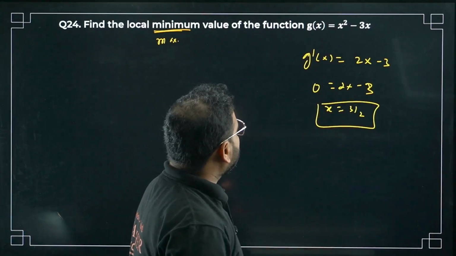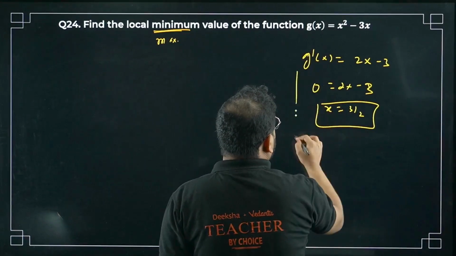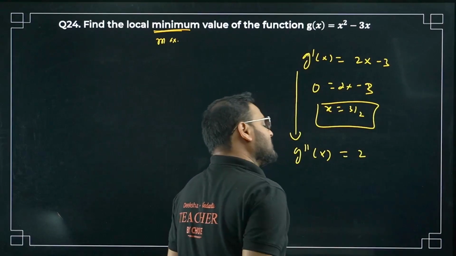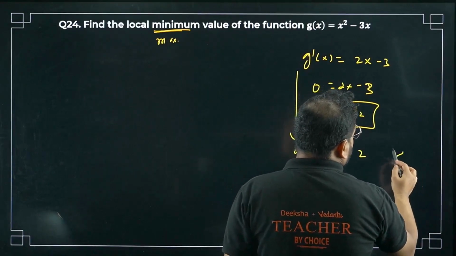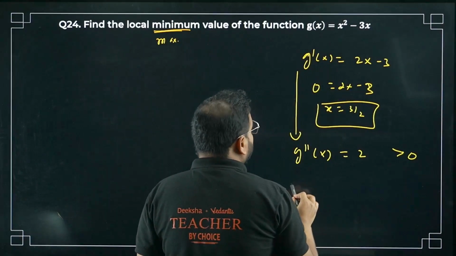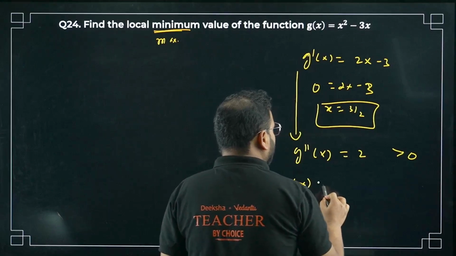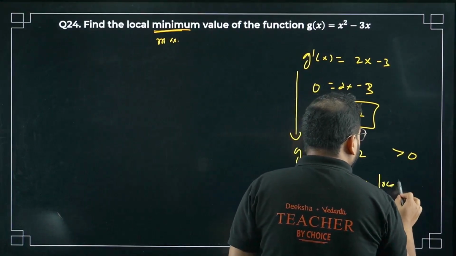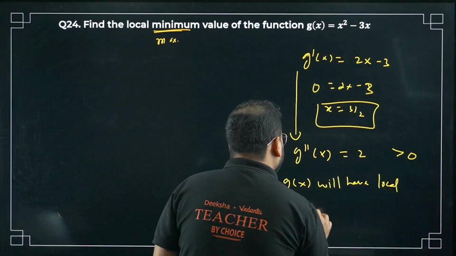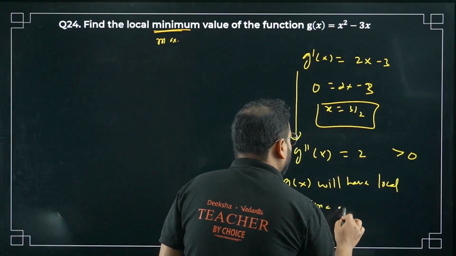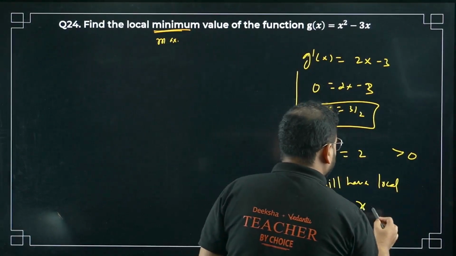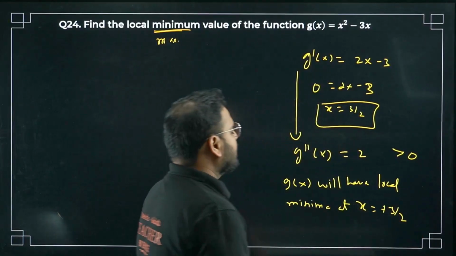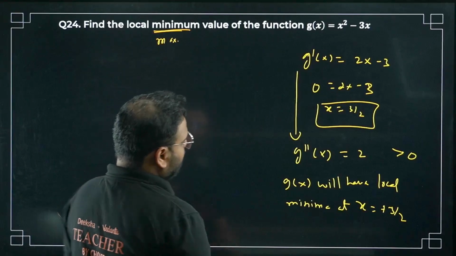Now, what else do we have? If you find the second order derivative over here, you get g double dash of x equals simply plus 2, which is positive. Hence, g(x) will have a local minima at x equals minus 3 by 2, sorry, plus 3 by 2. So this is a local minima value.